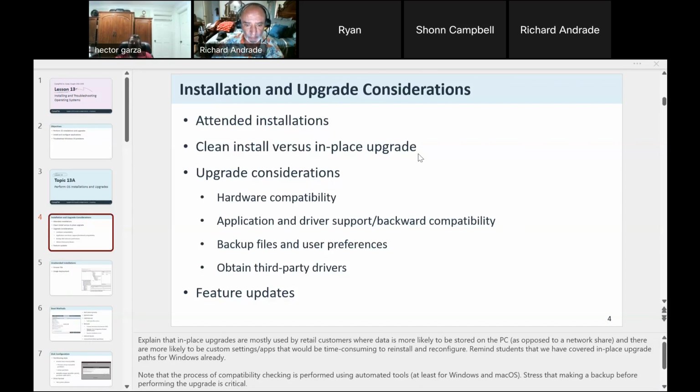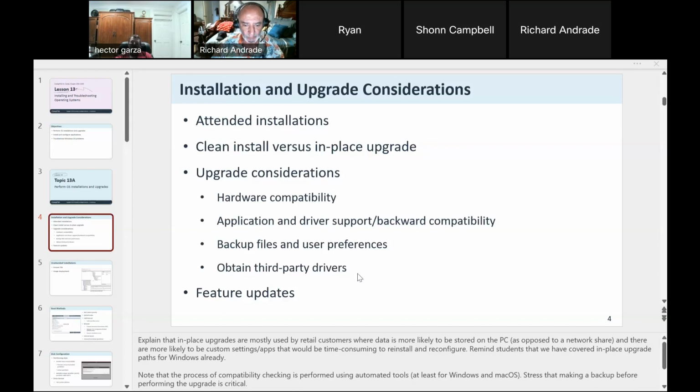Clean install versus in-place upgrade is another thing that we'll look at. Upgrade considerations, like hardware compatibility. Making sure that you have enough memory, that your processor is compatible with the operating system that you're installing. What else? Application and driver support and backwards compatibility as well. So let's just say that you install a certain operating system. Is it still going to support backwards compatibility for older legacy technology? Can legacy technology be able to run the new operating system? And then backup files and user preferences, we'll look at that.